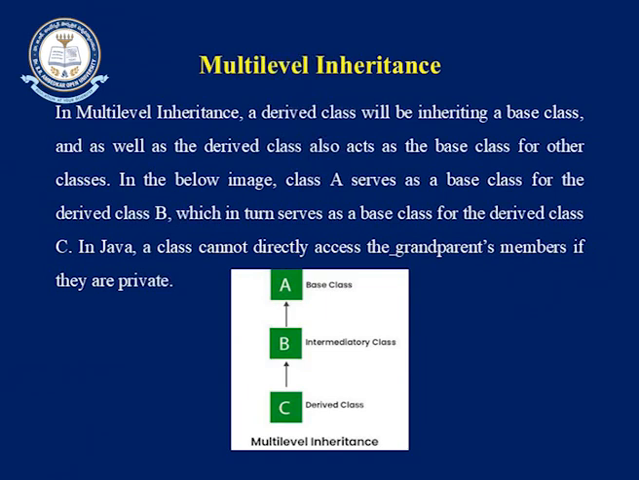So B is acting both as a parent class and a child class. C is only a child class, it is not a parent class. Then A is only a parent class but not a child class. According to this diagram, we have a number of child classes and a number of parent classes. Like this we can create any number of parent classes and any number of child classes. That is called multi-level inheritance.